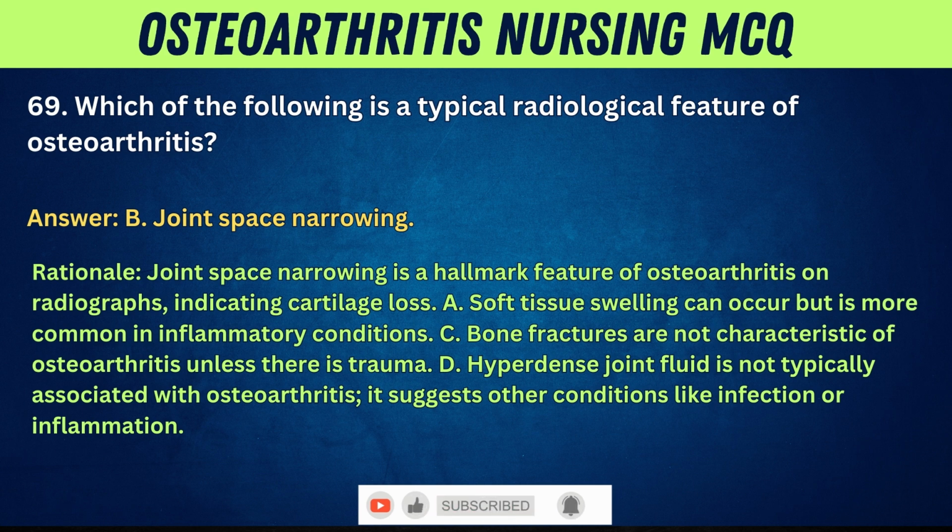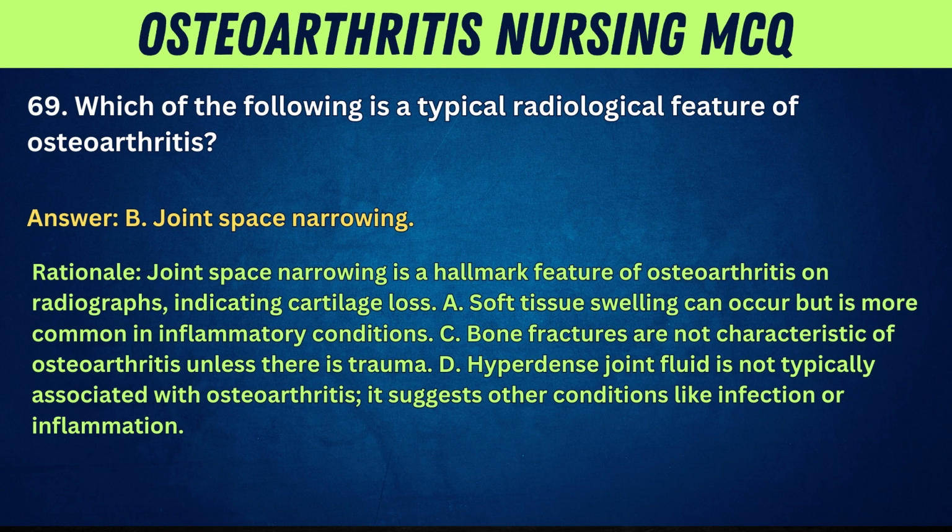Rationale: joint space narrowing is a hallmark feature of osteoarthritis on radiographs, indicating cartilage loss. A. Soft tissue swelling can occur but is more common in inflammatory conditions. C. Bone fractures are not characteristic of osteoarthritis unless there is trauma. D. Hyperdense joint fluid is not typically associated with osteoarthritis. It suggests other conditions like infection or inflammation.